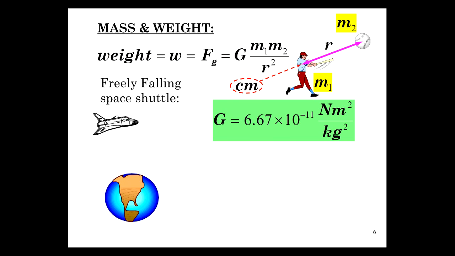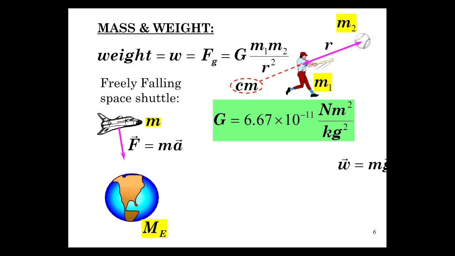A freely falling space shuttle, once again under the influence of the gravity of the mass of the Earth, that force is equal to ma. F is equal to ma. A little more particular, you can think of that space shuttle having a weight equal to mg, g being the acceleration due to gravity of the Earth. So that again is G times the mass of the Earth, the mass of the space shuttle, divided by the separation distance squared.